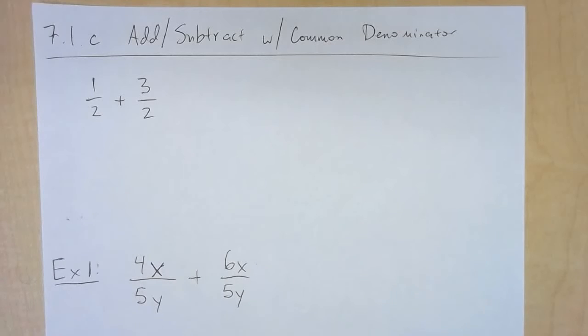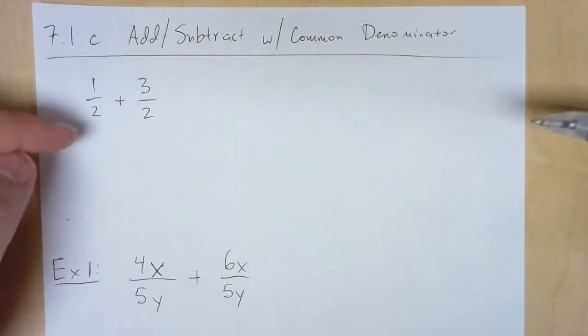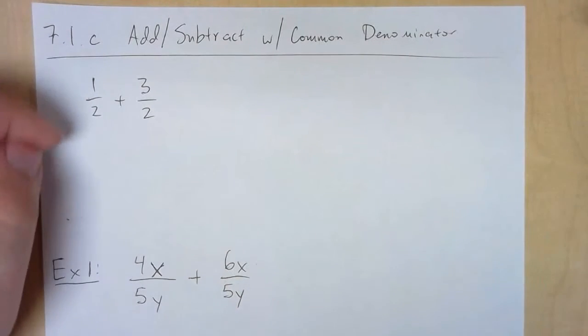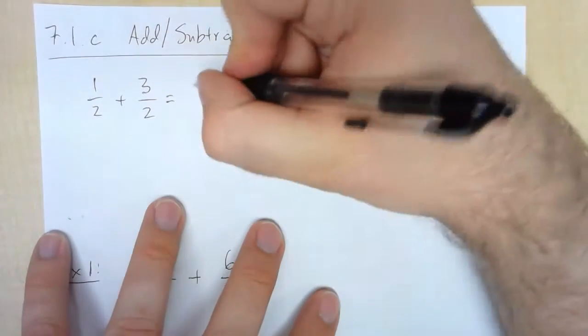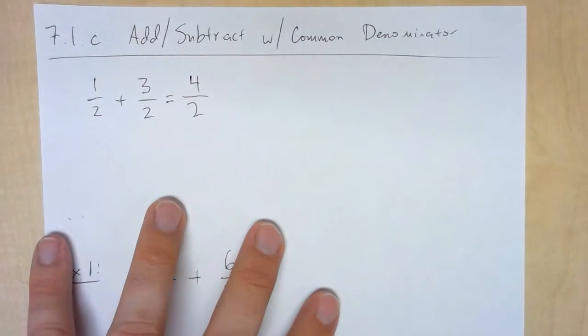Alright folks, we're working on 7.1c, which is adding and subtracting very simple rational expressions. We've got 1 over 2, and we've got 3 over 2. Remembering that we have to add like terms, 1/2 plus 3/2 is going to give us a total of 4 halves, which we can then simplify.